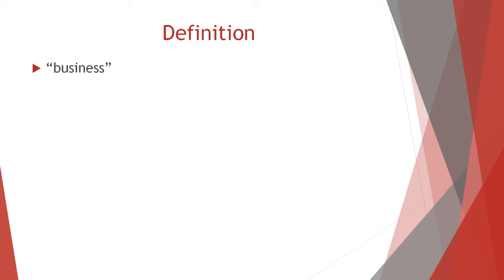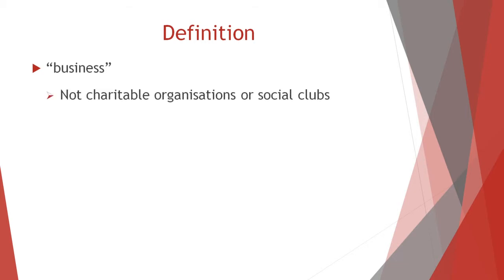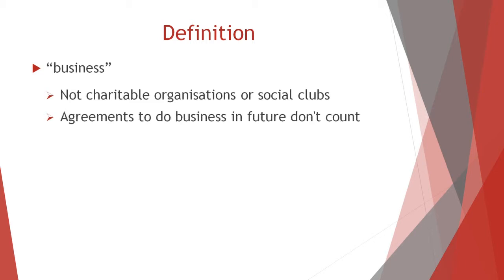Business. Two or more persons, including legal persons, such as a company, must be carrying out a commercial venture or business, which the Act defines as every trade, occupation, or profession. Excluded, therefore, would be charitable organisations and social clubs, etc. An agreement to run a business in the future would likewise be excluded from the definition of partnership.